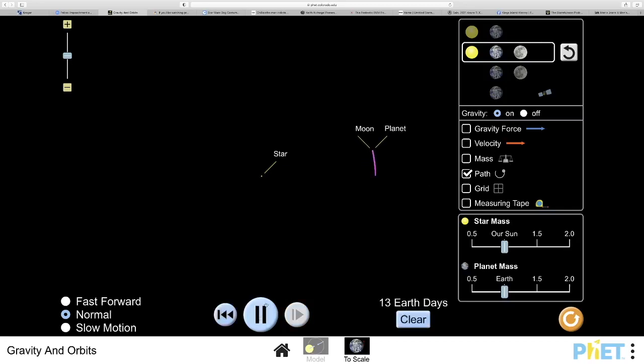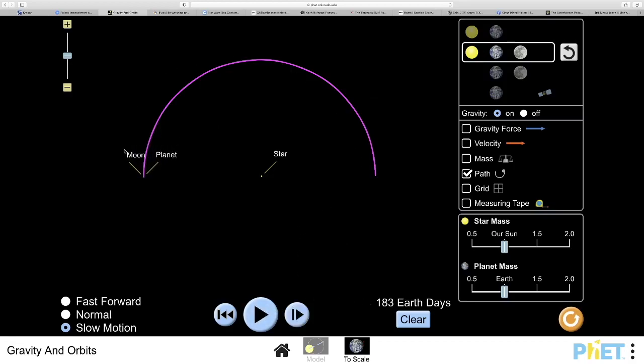If you haven't used this before, this shows how many days have elapsed. You can slow it down. You can speed it up. For right now, I'm going to go to slow motion so it gives me time to select some different things. Right now it's showing its path, and as you can see, this is about 6 months worth of orbit, or about 180 days. A full year is 365 and a quarter days, so this is just about half a year.